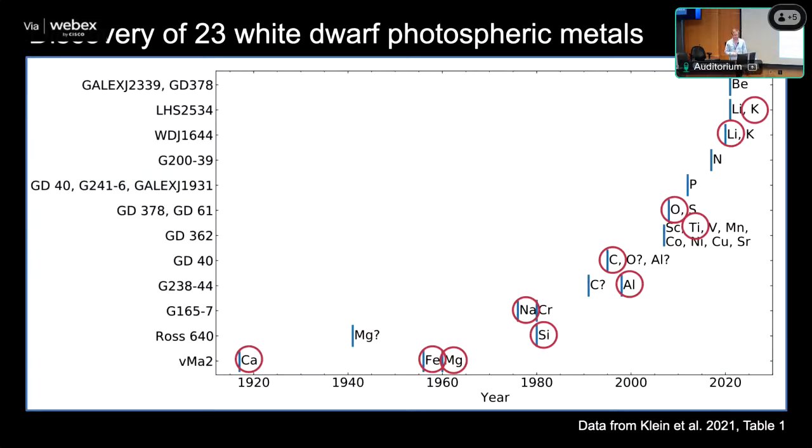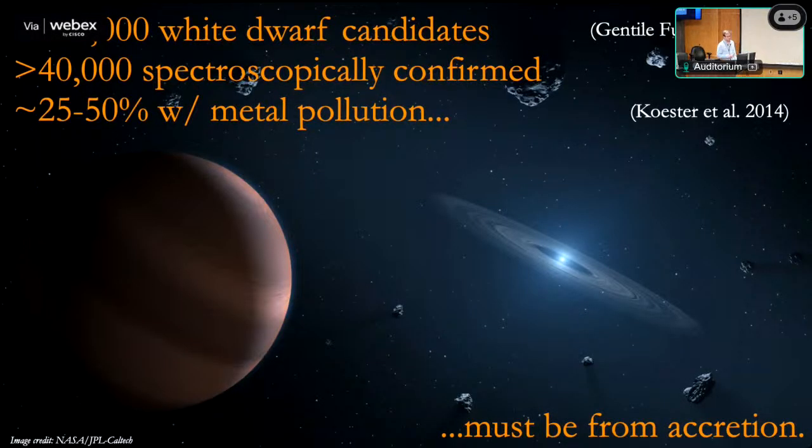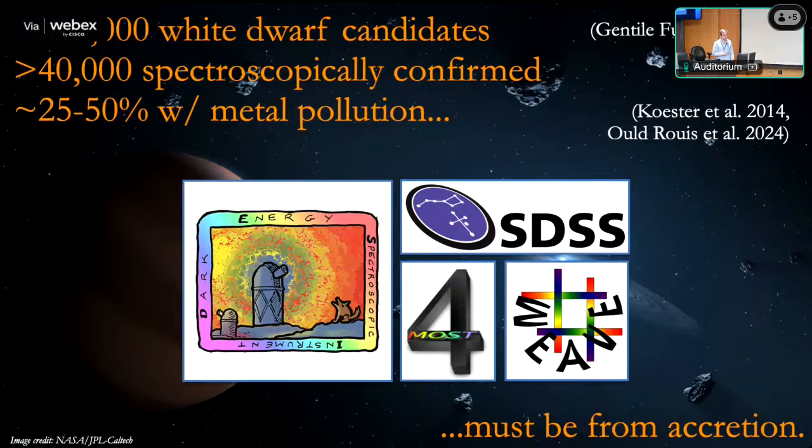So with this huge array of metals, you can do a lot because you can now start to pull out an inference about the parent body composition of the material that was disrupted and accreted onto the white dwarf. We have a sample of some 360,000 white dwarf candidates from Gaia, tens of thousands now spectroscopically confirmed, and this number is rising rapidly thanks to the multi-object spectroscopic surveys, DESI, SDSS, and 4MOST, which is about to come online.